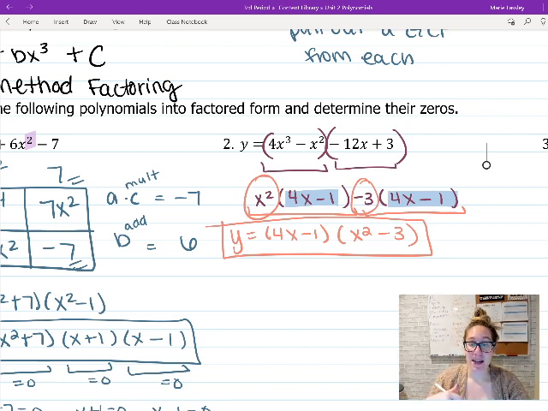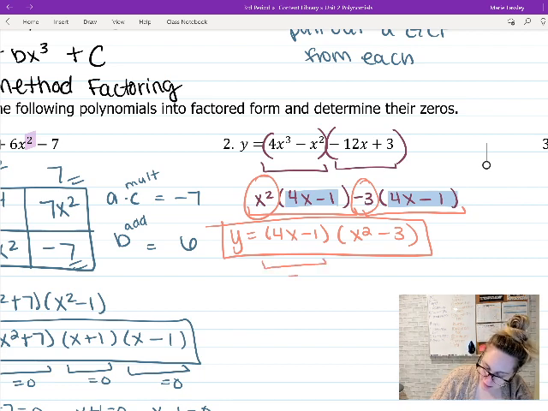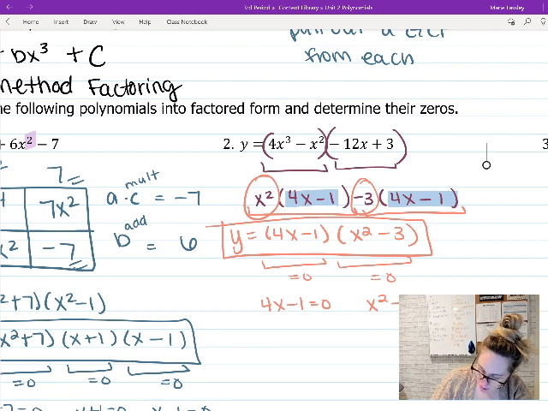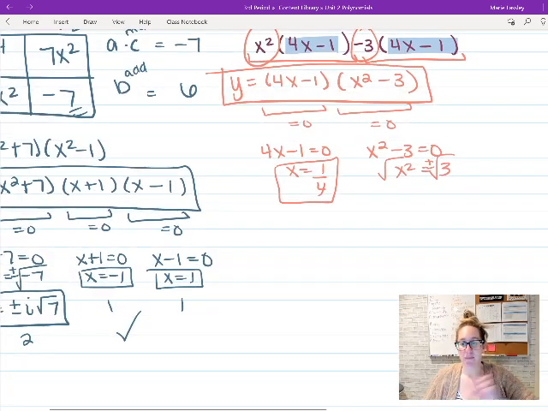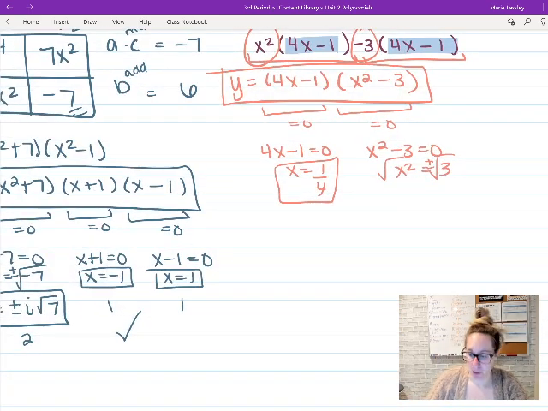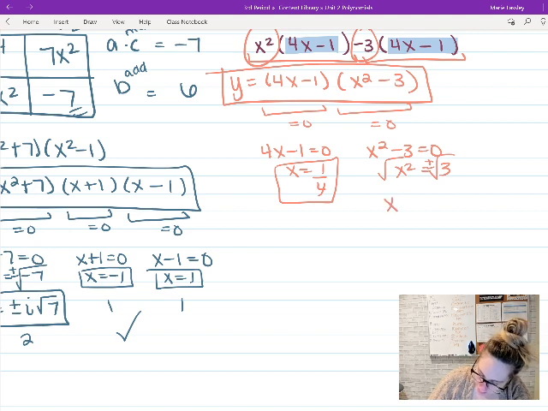All right, the last piece is to figure out the zeros. So I'm going to take each one of my parentheses, set it equal to 0, and solve for x. So 4x minus 1 equals 0, and x squared minus 3 equals 0. This is going to give me 1/4. This is x squared equals 3, square root each piece. Make sure I put my plus or minus. Make sure I put the plus or minus in front of the square root of 3, and that is just x equals plus or minus the square root of 3.